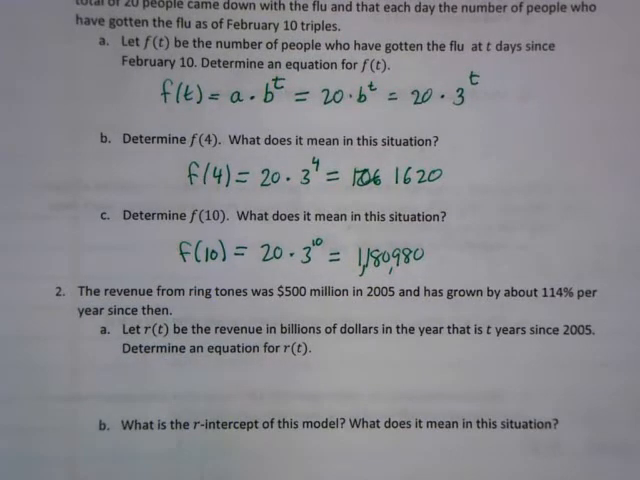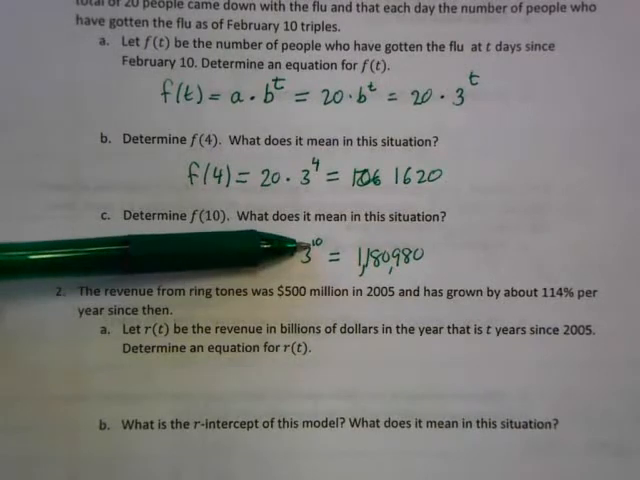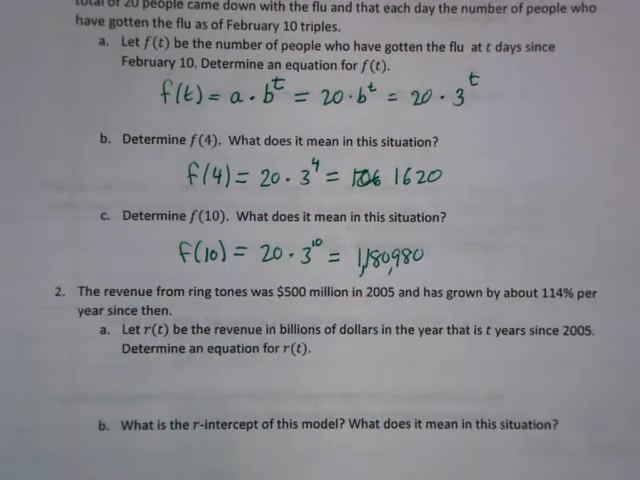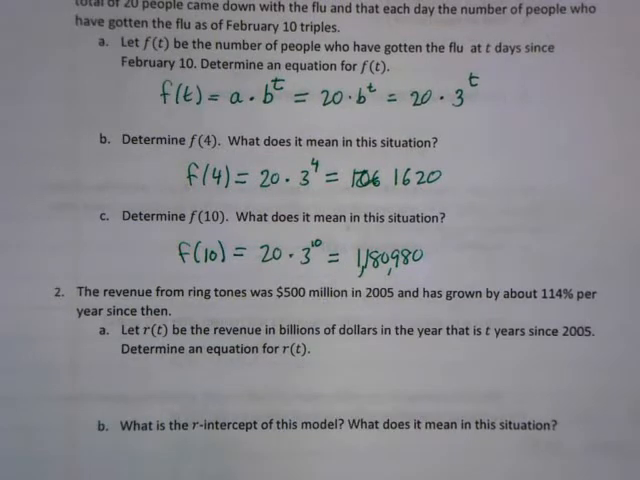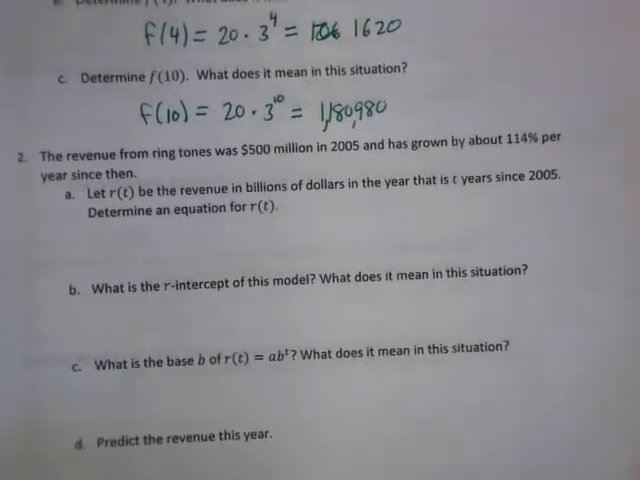So the point is, exponential functions grow very fast. Only plugging in x equals 10, we're already up to 1 million. What if I plugged in x equals 11? It would have to triple again, so I'd have over 3 million, wouldn't I? Grows very, very quickly. All right, let's try the next one.